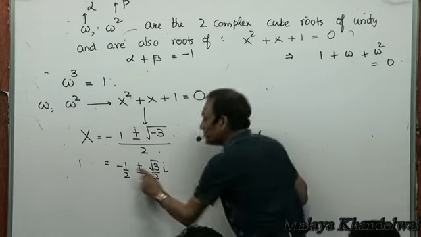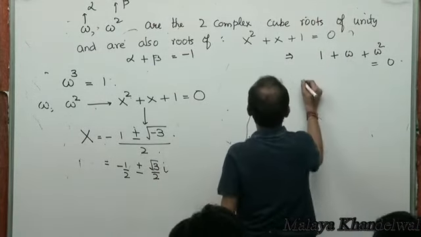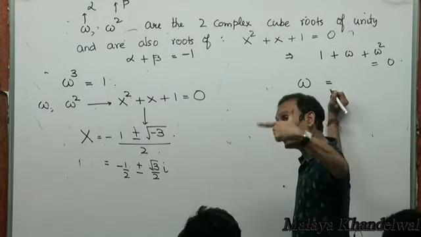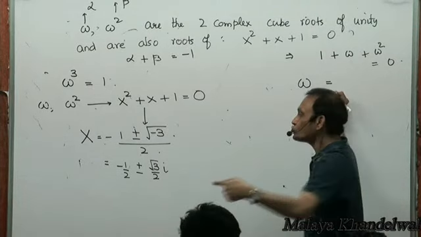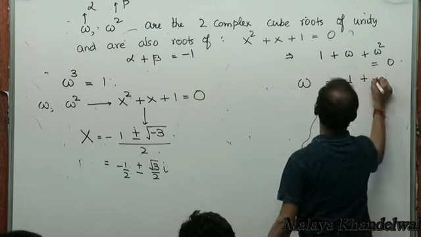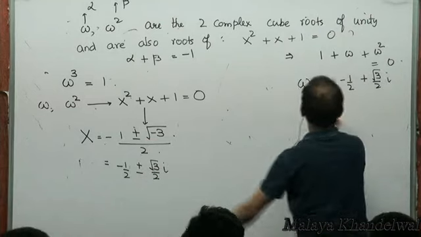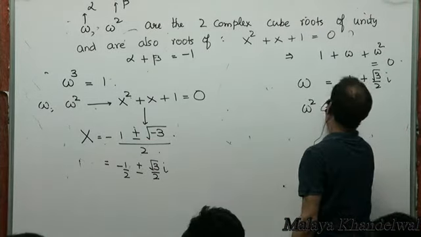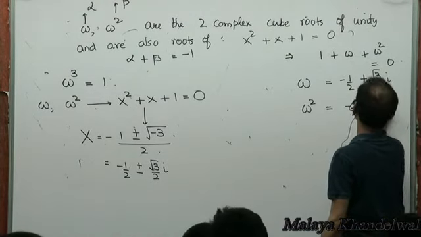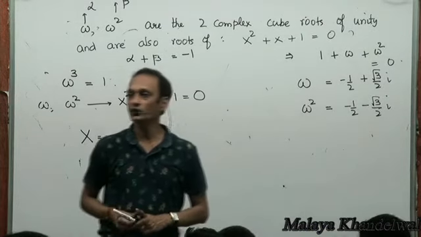So if any one of them is referred to as omega, the other one must be omega square. If I choose to call, say, omega, and it's my choice, it does not matter, because each one is the square of the other, right? So if I choose to call omega as minus half plus root 3 by 2i, then omega square must be the other root, minus half minus root 3 by 2i, yes or no?